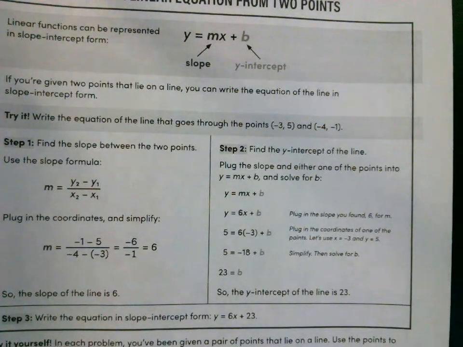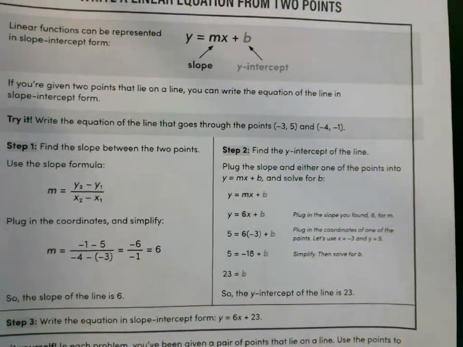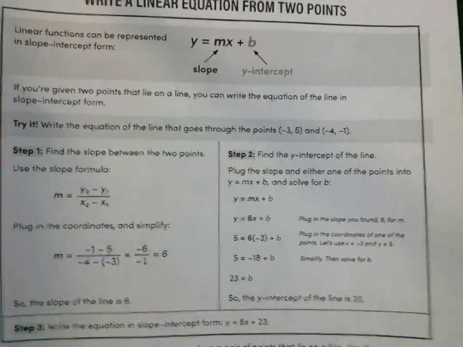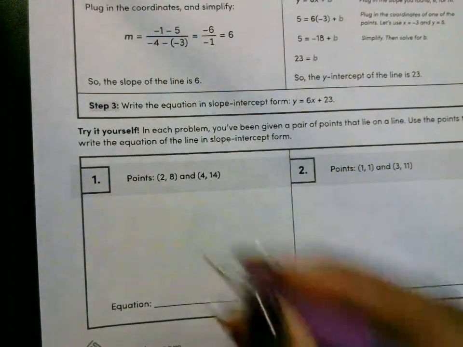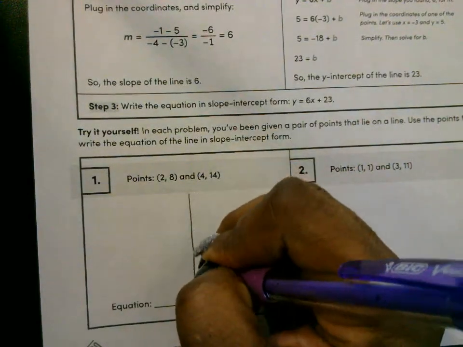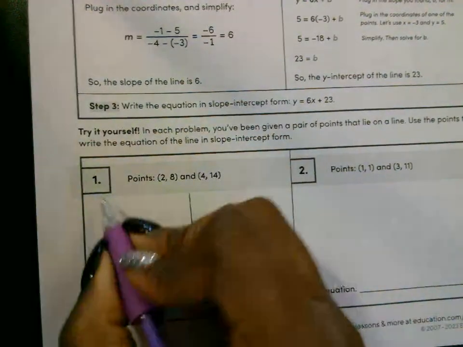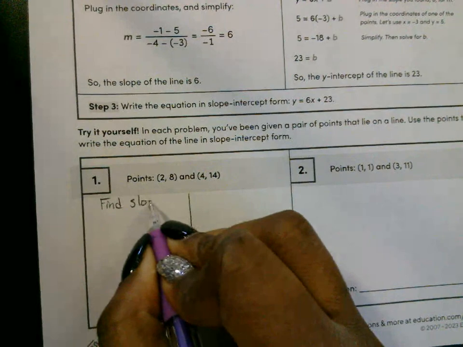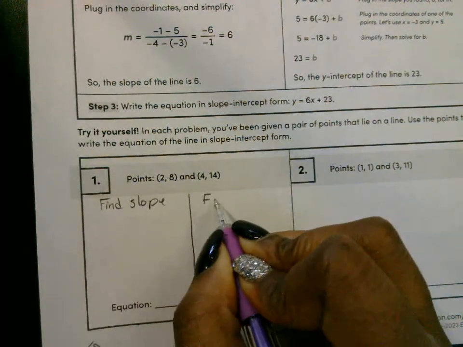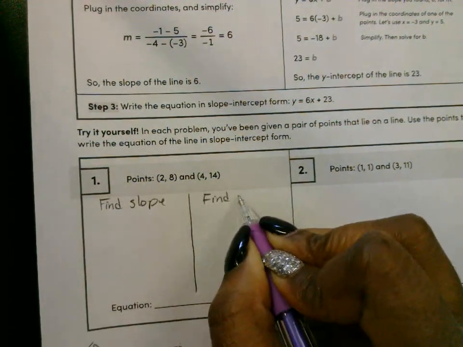Put your name on the sheet, please. Put your name on the sheet. All right, here we go. First one, draw a line right here. You're going to find slope first, and then you're going to find the y-intercept.